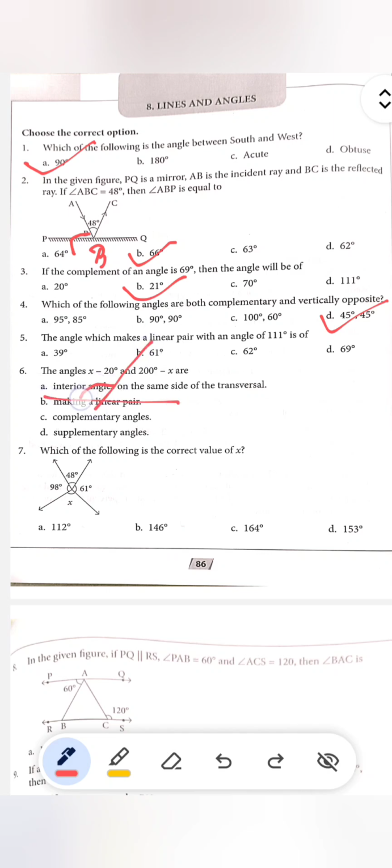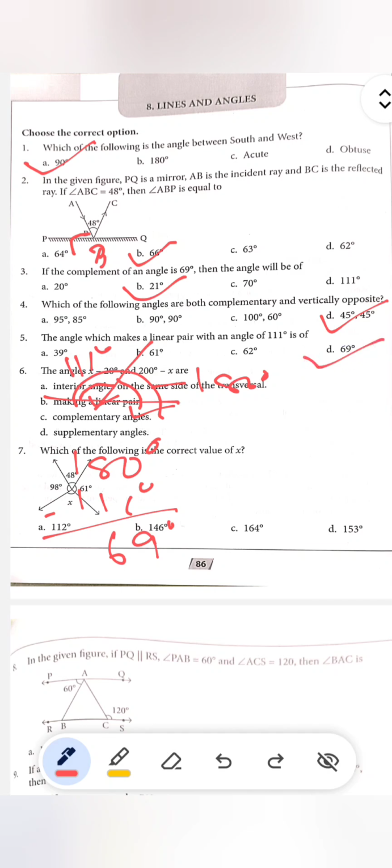When two angles are adjacent to each other and their sum is equal to 180 degrees, these two angles are known as a linear pair. So if one angle is 111 degrees, what will be the other? 180 degrees minus 111 degrees. 10 minus 1 is equal to 9. 7 minus 1 is equal to 6. So option D, 69 degrees.